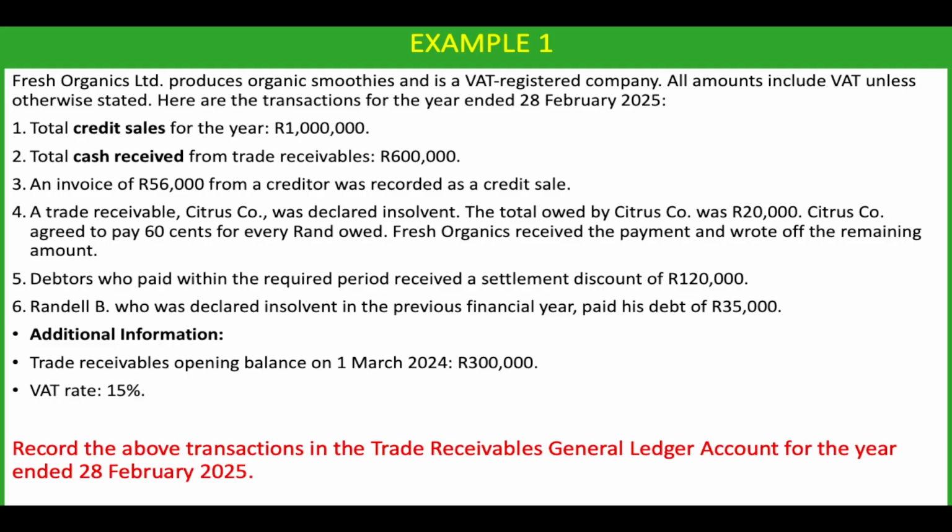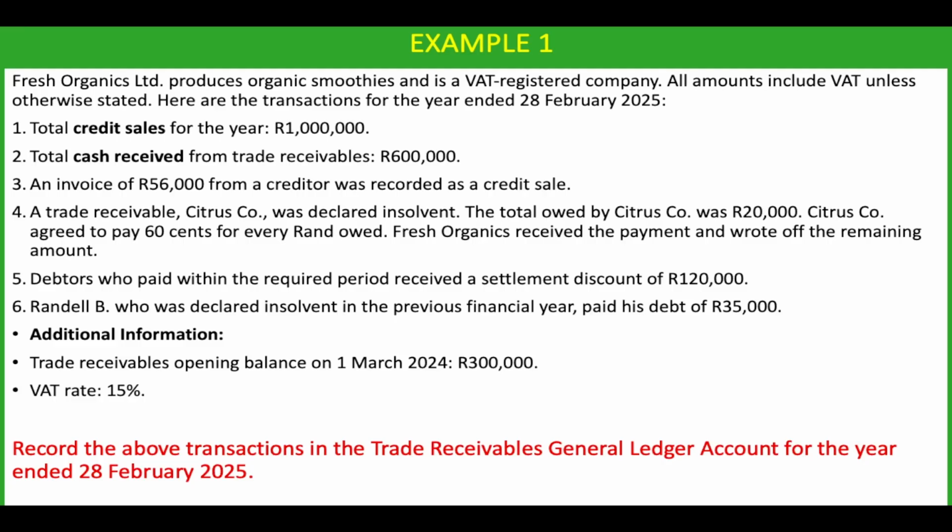So let's have a look at the example. Well, first let's read the required. Record the above transactions in the trade receivables general ledger account for the year ended 28 February 2025. And so this is for the financial year that ended 28 February 2025. We'll be doing the T account, or the general ledger account.